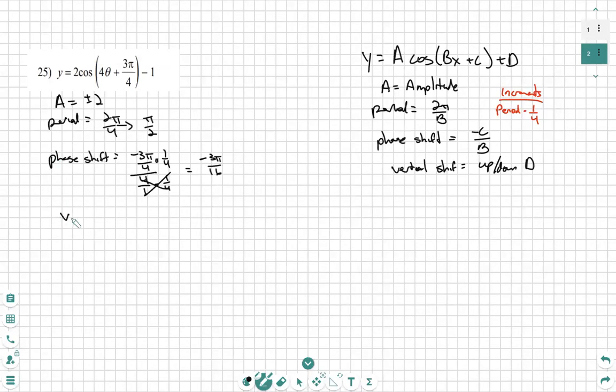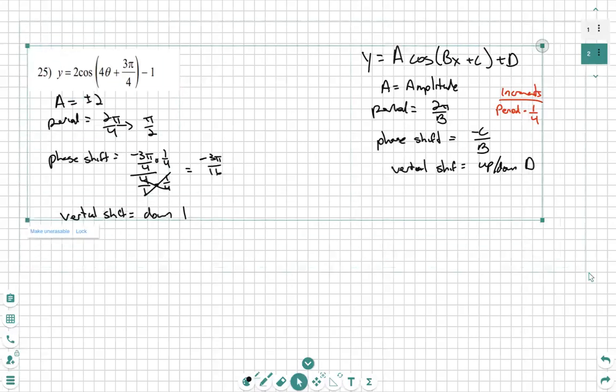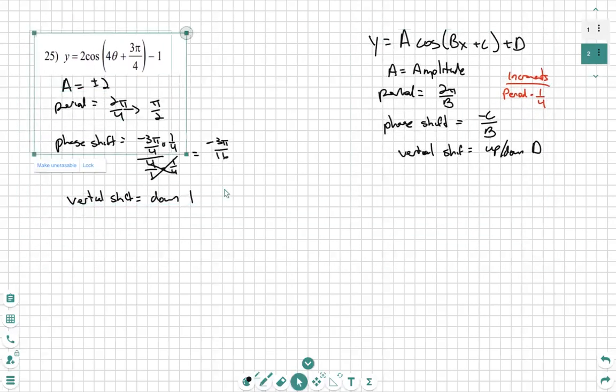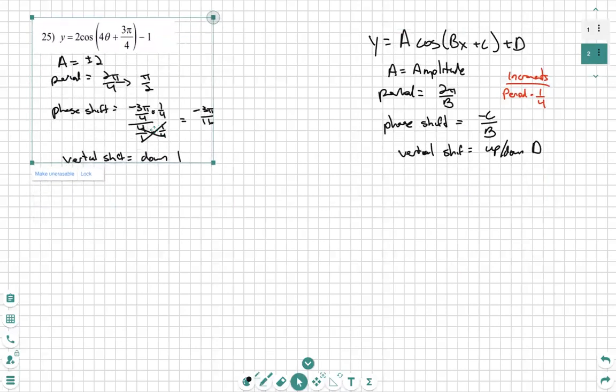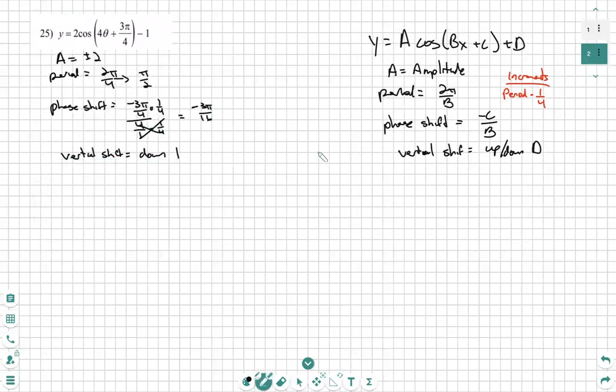Next, we talk about our vertical shift. And my vertical shift is down 1. So far with all of that, we are ready to graph, and we'll get our increments in a second after we begin our graph. Whoa. That was not a straight line. There's a straight line.